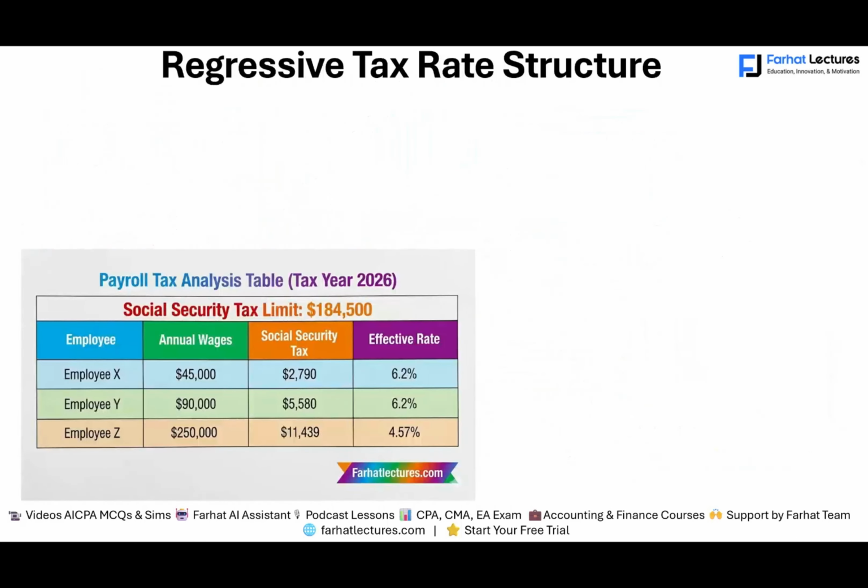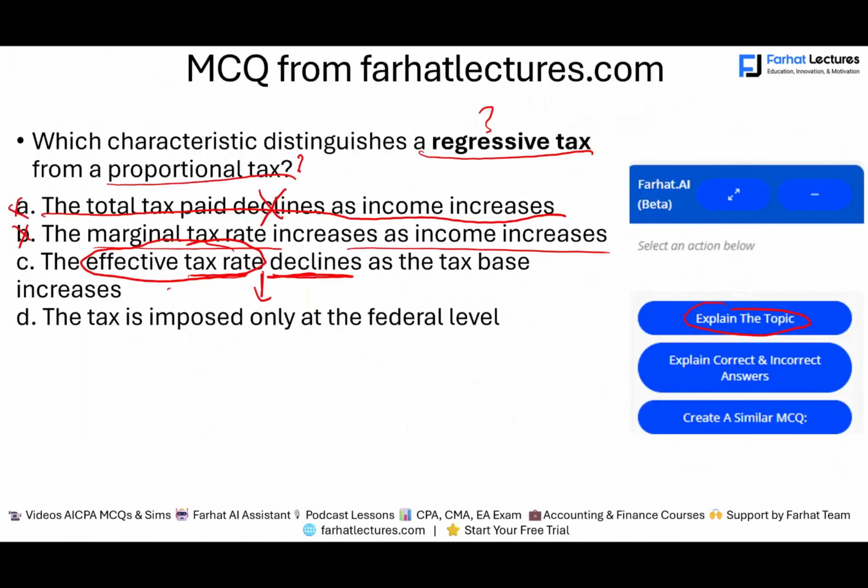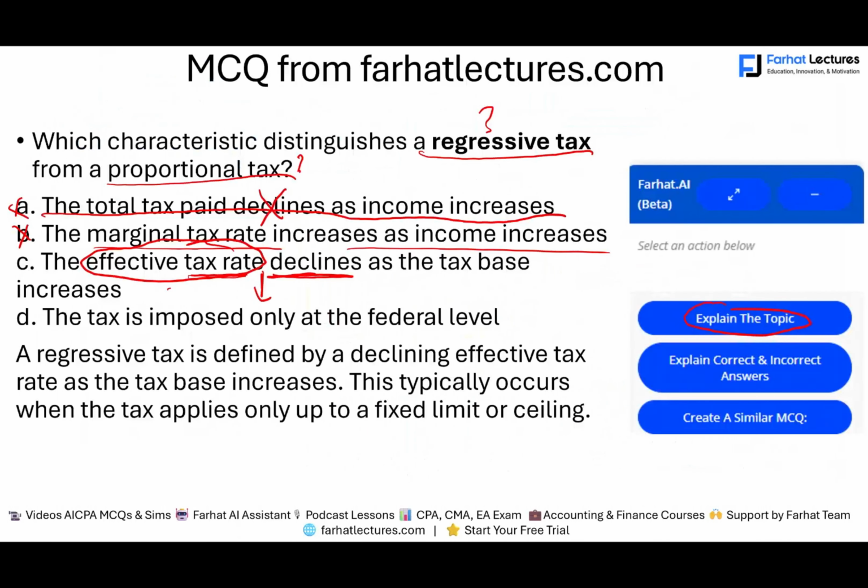Let's go back and look at the Social Security. Remember, Social Security is regressive because as you make more, your tax rate goes down. You're still paying more taxes than employee Y and employee X, but as a rate, it's going down. So the answer is C, not D. The tax imposed is only at the federal level. No, it's not. So a regressive tax is defined as the declining effective tax rate. Rate is a percentage as the tax base increases. The classic example is Social Security in the United States.